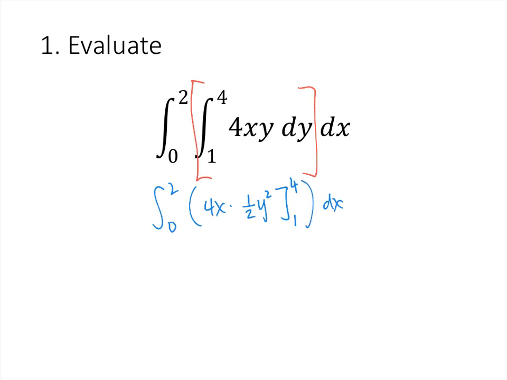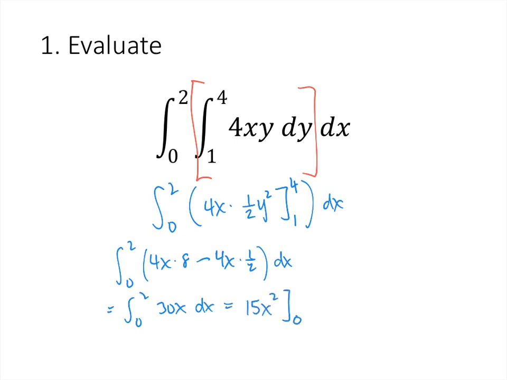So plugging in y equals 4 and y equals 1 gives us 4x. When we plug in 4, we get 4 squared, which is 16, times 1/2, which is 8. And then 4x times 1/2 times 1 squared, which is just 1/2. 4 times 8 is 32, so that's 32x minus 2x, which is 30x. The integral of 30x is 15x squared. We evaluate that from 0 to 2. That's going to give us 15 times 4, which is 60. So that's the value of this double integral.